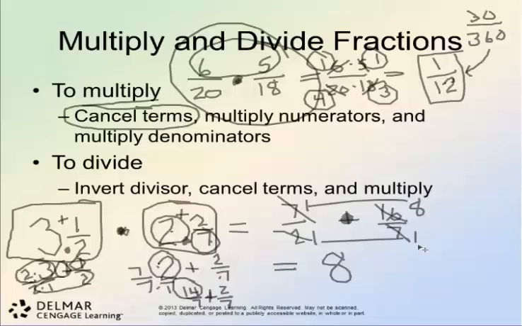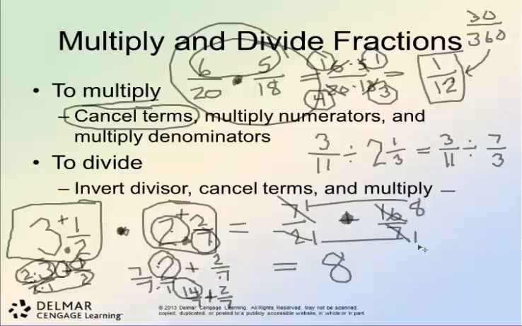So if you were dividing, if I had 3 11ths divided by 2 1/3. Since you have a mixed number involved, the first thing you want to do is convert it to an improper fraction. So that's 3/11 divided by 3 times 2 is 6 plus 1 is 7/3.